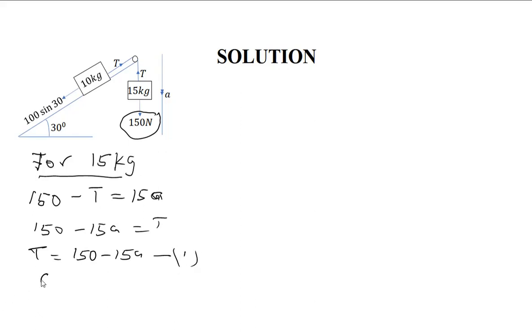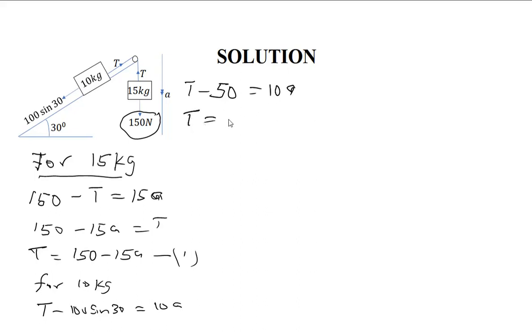For the body of 10 kg, we have assumed that the system is moving up, so tension minus 100 times sine 30 is equal to the resultant force, which is 10A. Sine 30 is 0.5, and 0.5 times 100 gives us 50. So T is 10A plus 50. Now this is equation 2.